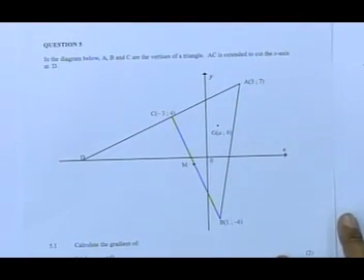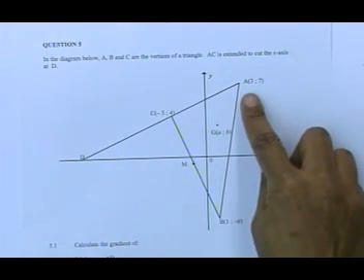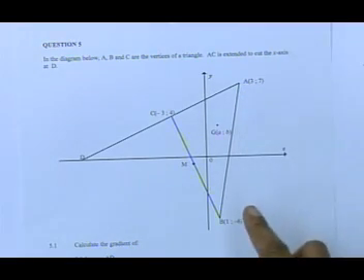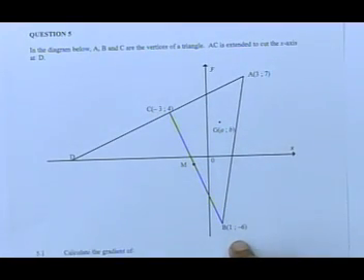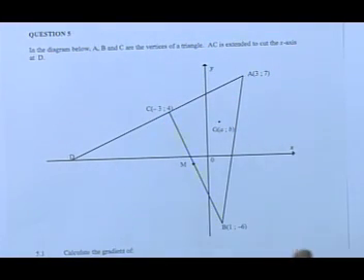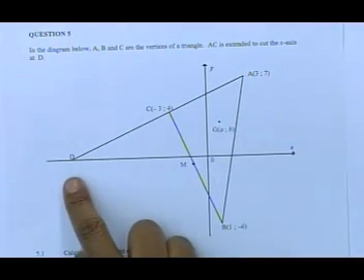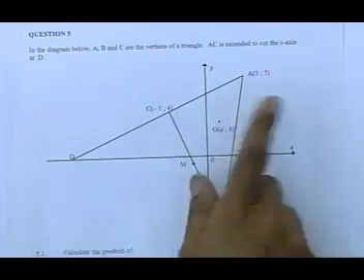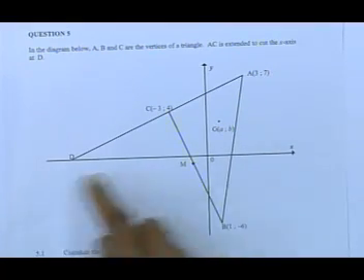It said, in the diagram below, A, which is (3, 7), B, which is (1, -6), and C are the vertices of a triangle. And AC is extended to cut the x-axis at D. Okay, so look at your diagram quickly with me. You've got A, B, and C. You've got your coordinates, and AC cuts the x-axis at D.